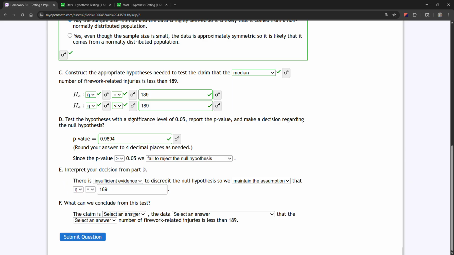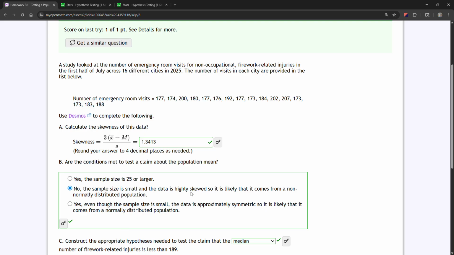And then in part F, the claim in this case is not supported. The data does not provide enough evidence to suggest that the median number of firework-related injuries is less than 189.